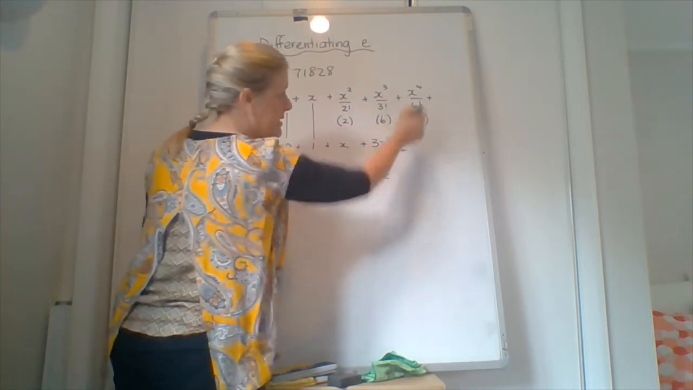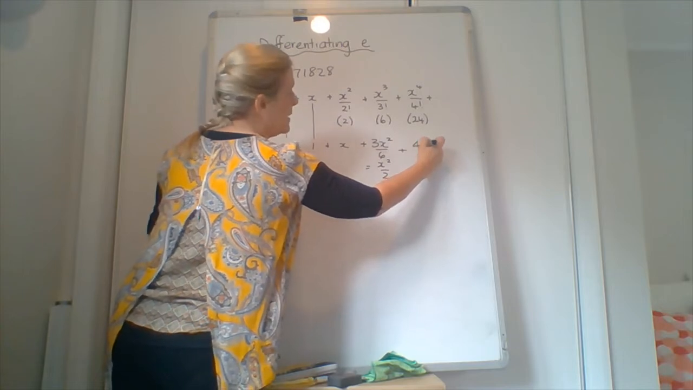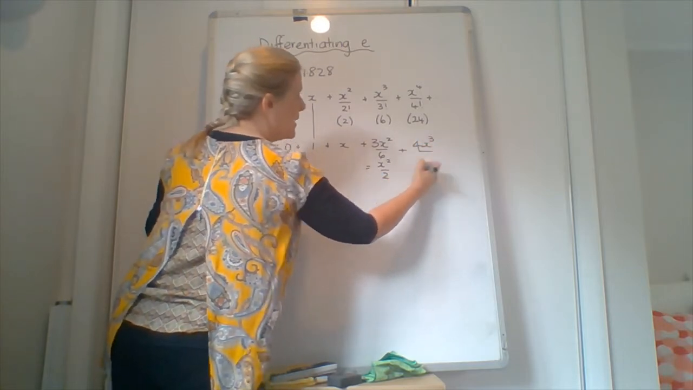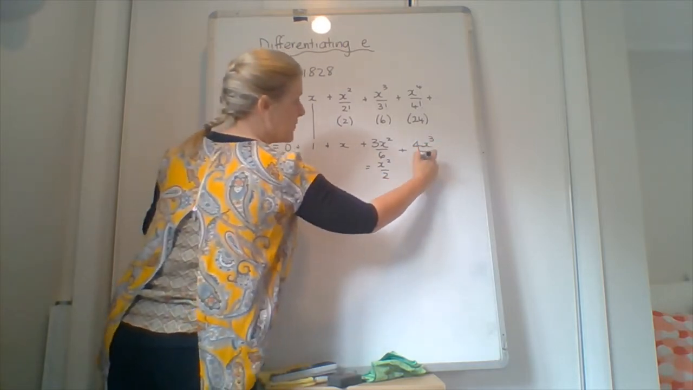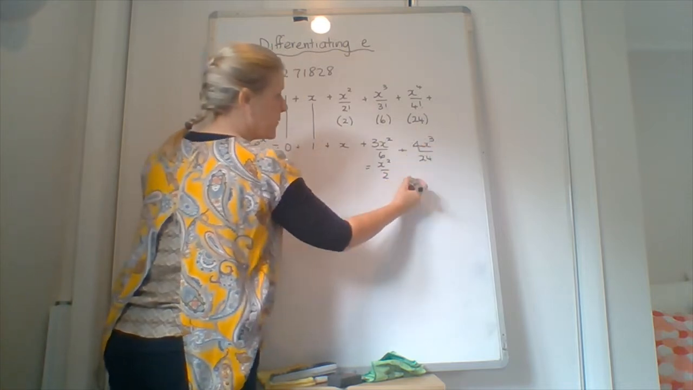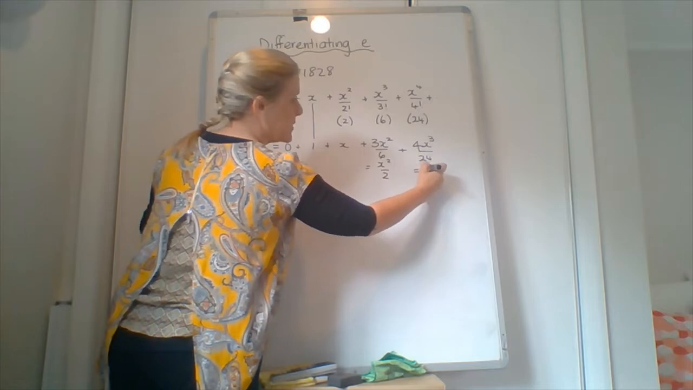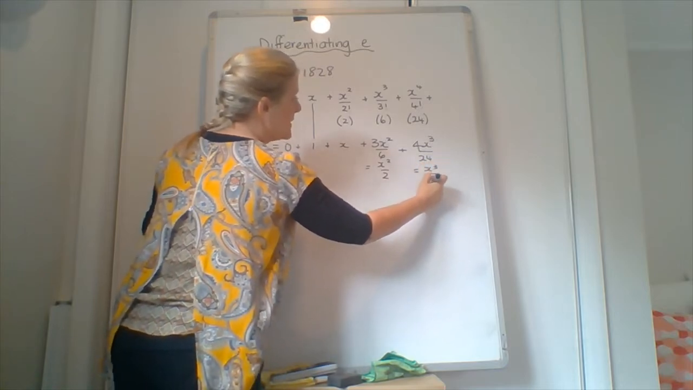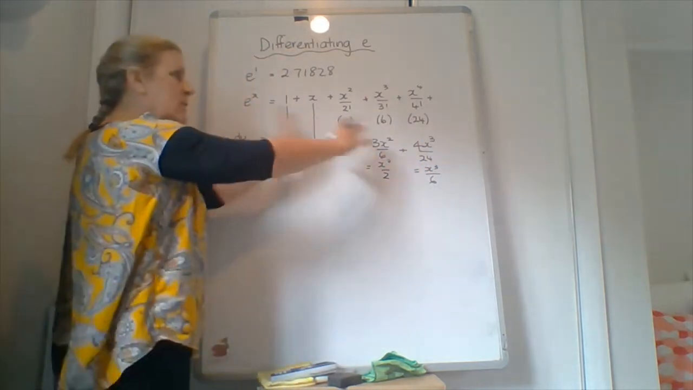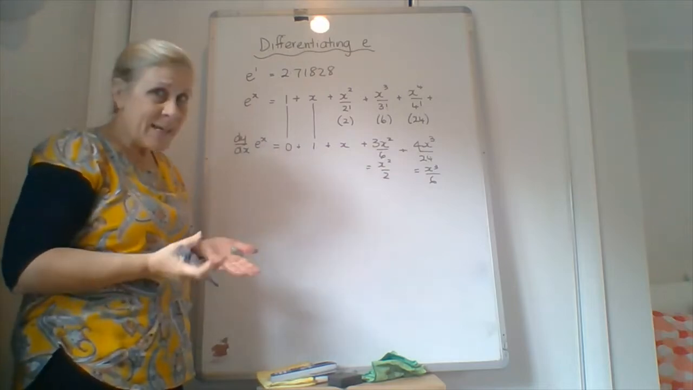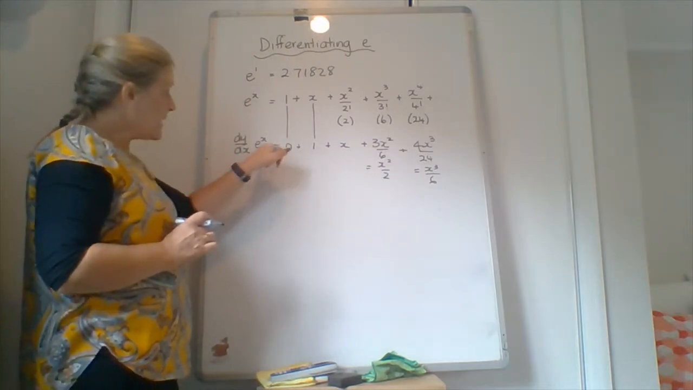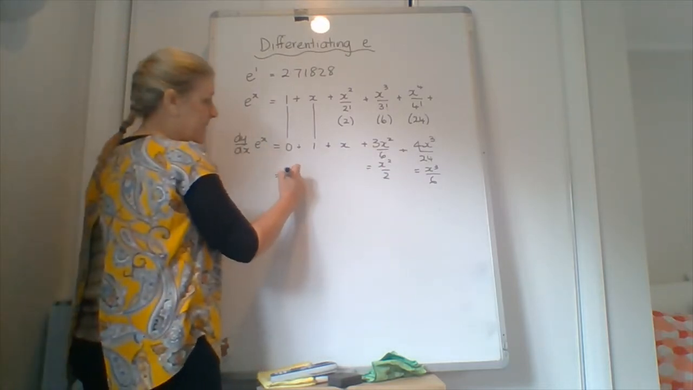So what do you think this one is? Yep, you're right. x cubed over 24, so 4 over 24 is 1 over 6. So this one equals x cubed over 6, which is the same as this one. So all it's done is move along. So what am I saying here? e to the x differentiates to e to the x.